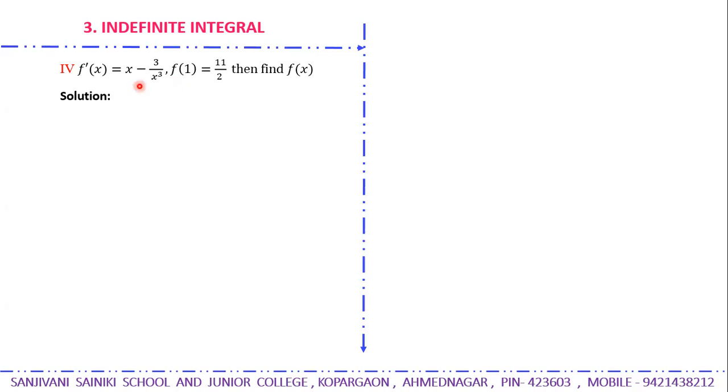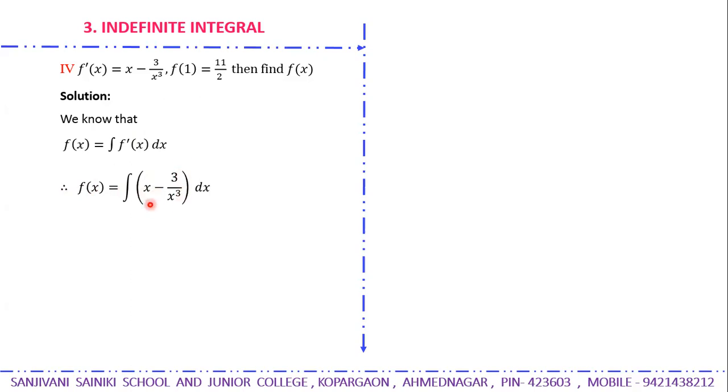Now f dash of x, here the derivative is given. F dash of x is x minus 3 upon x cube, and the value of the function at 1 is 11 by 2. We have to find the original function. What will be the function whose derivative is x minus 3 upon x cube? Now we know that derivative and integration are opposite processes. So f of x is nothing but the integration of f dash of x dx. Integration is also known as an antiderivative, or primitive. So f of x is equal to the integral of x minus 3 upon x cube.